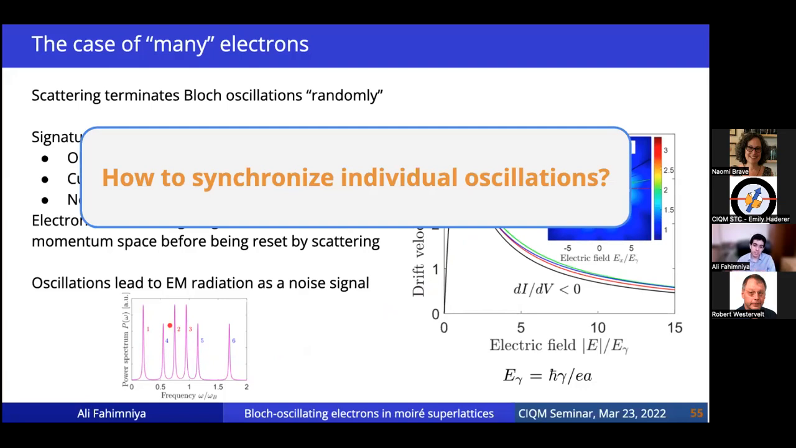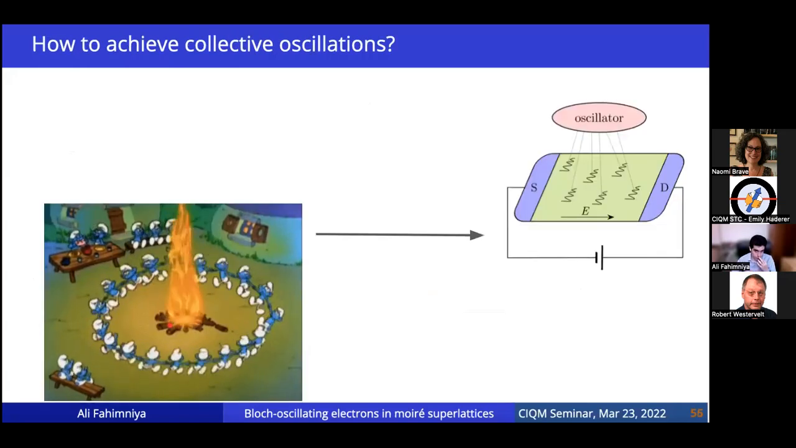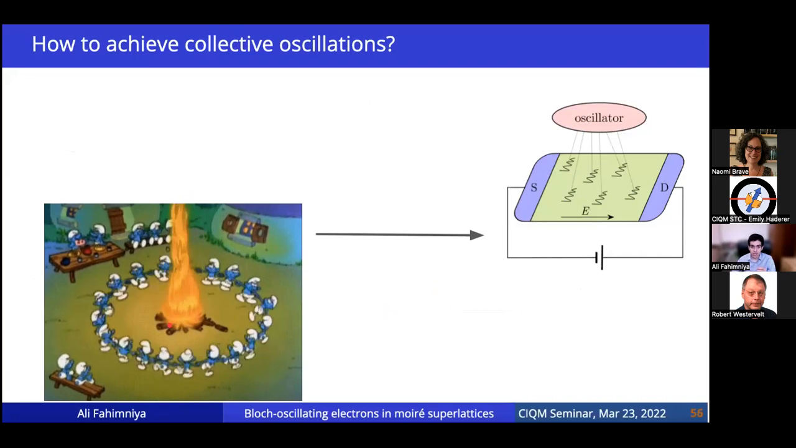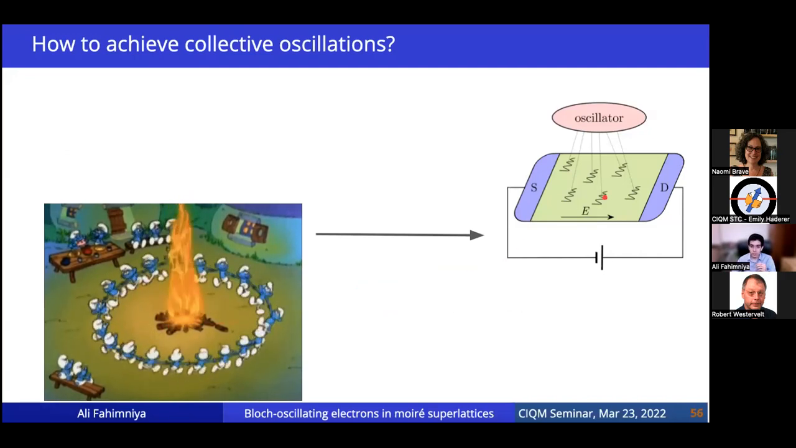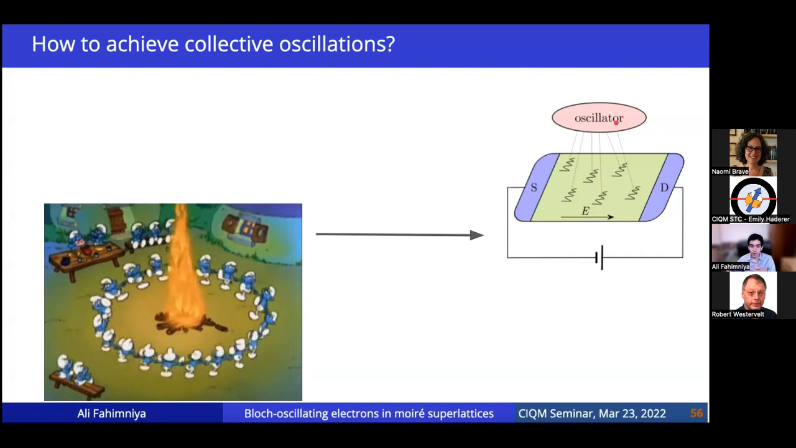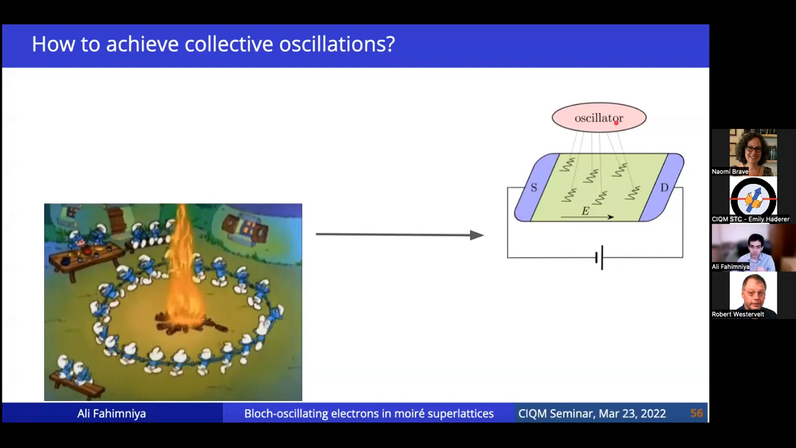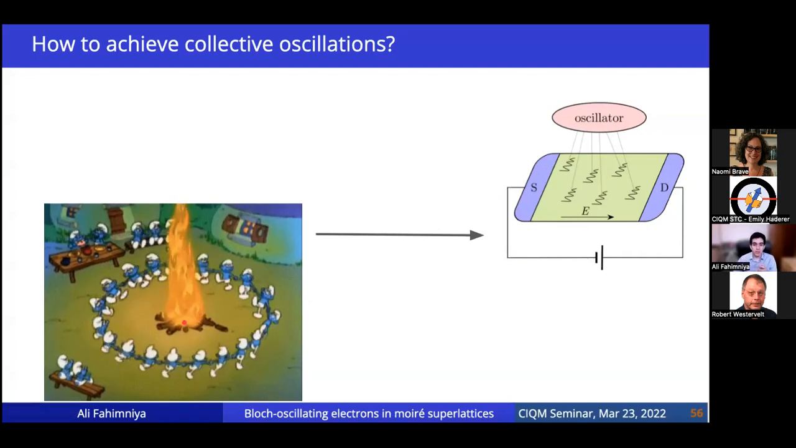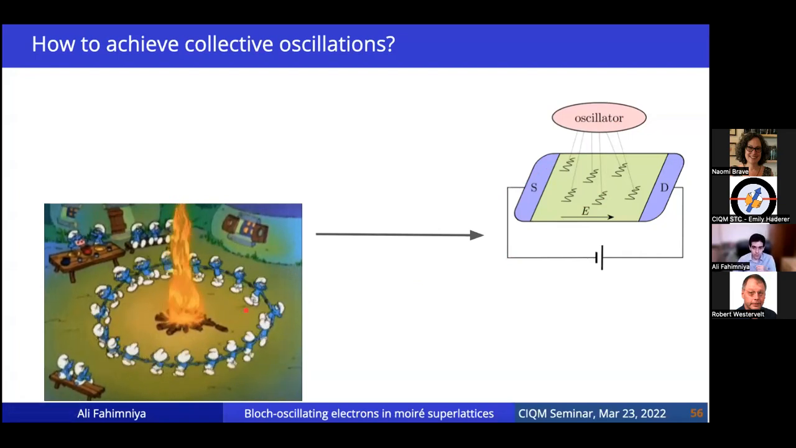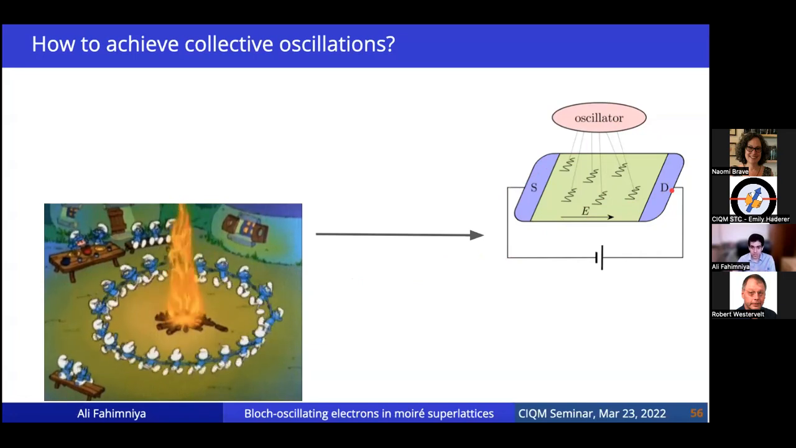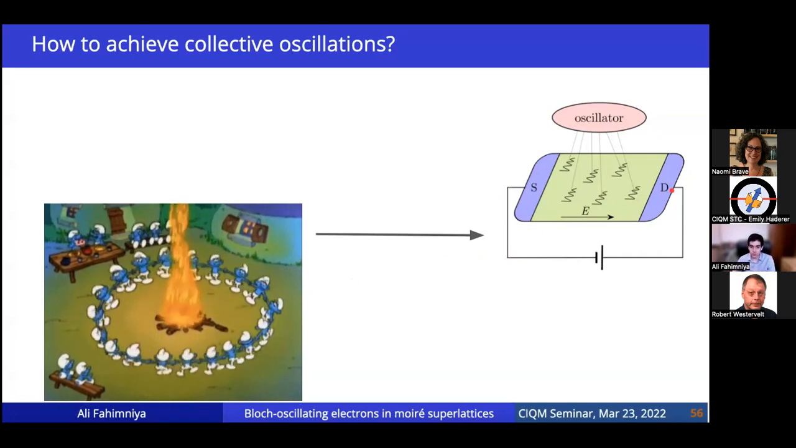Therefore, we need a way to synchronize the carriers to have coherent oscillations. How to do it? Our proposal to achieve synchronized oscillations is by making individual electrons talk to the same source, which is an oscillator, here, that is like a power in the sky, which is similar to the fire here, metaphorically, that motivates the folks to dance. Now, if this happens, we expect collective synchronized oscillations when the Bloch frequency is near the oscillation frequency. We expect a resonance.